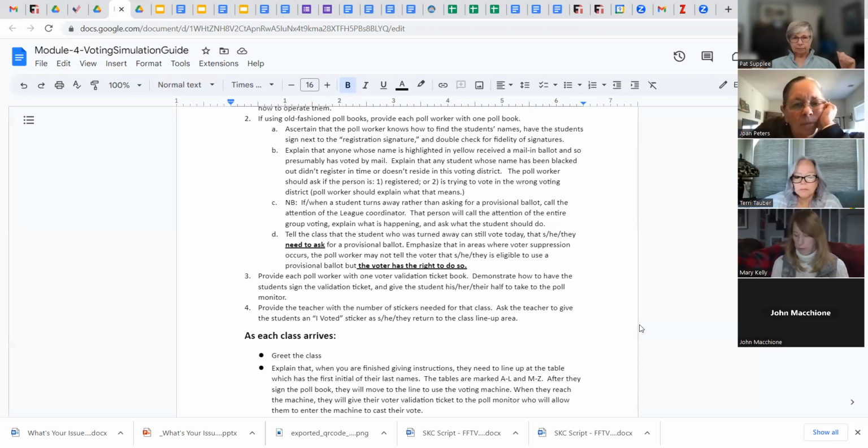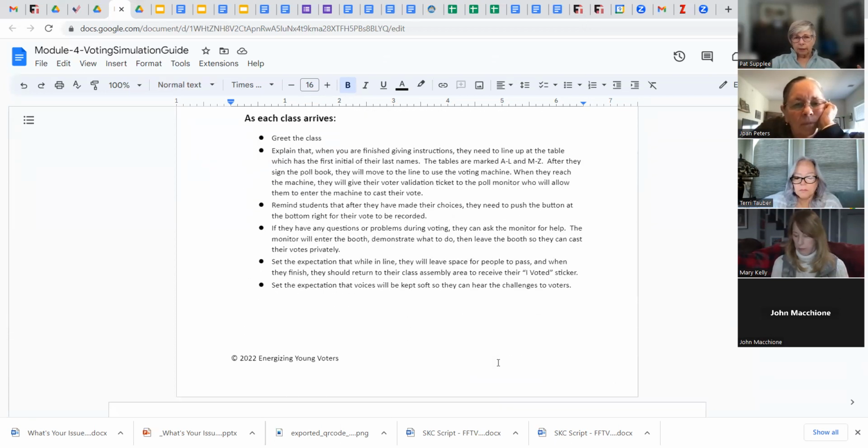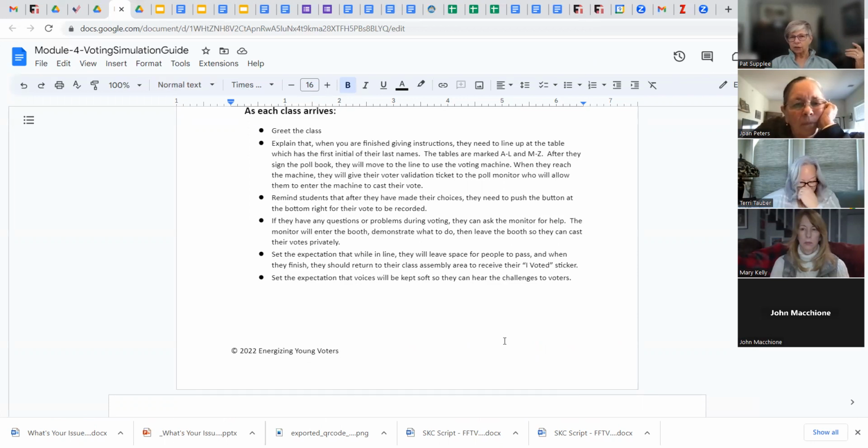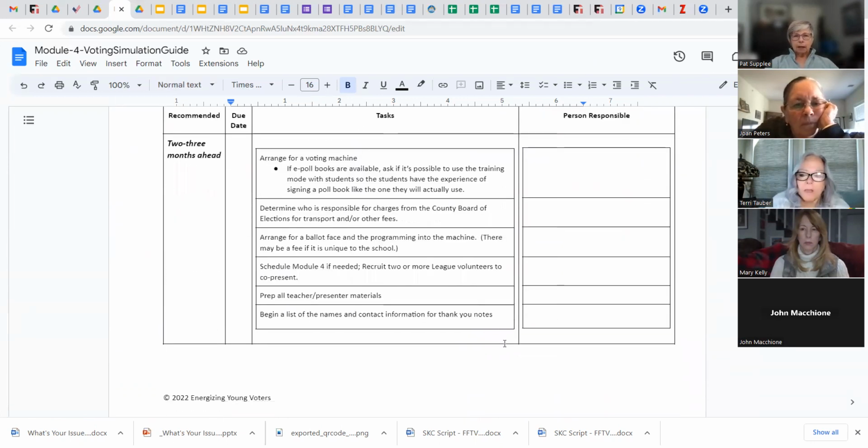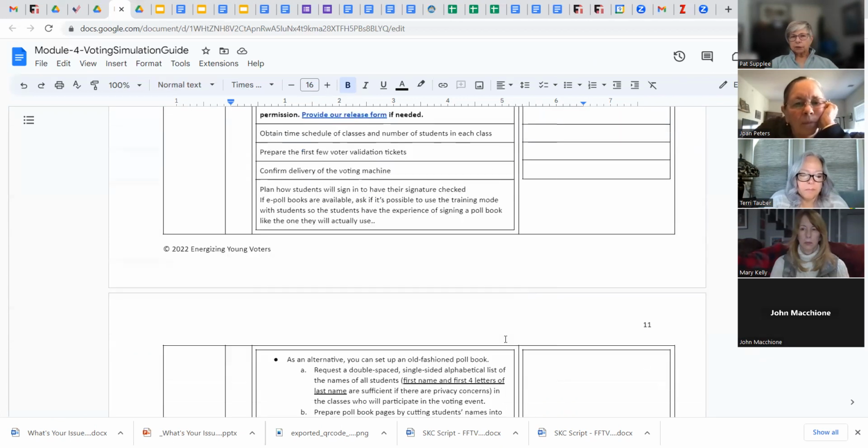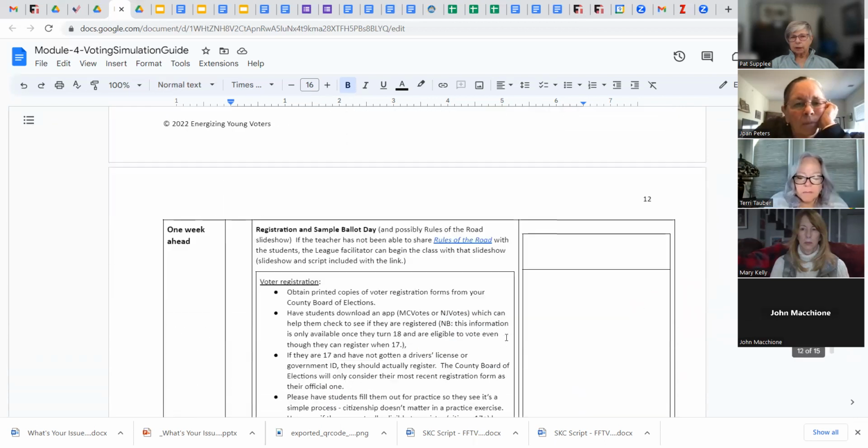Mhm. Okay. All right, and then just directions about somebody standing at the door, telling the kids what to expect when you walk in, where to go. We know that you are respectful and that you'll wait in line until it's your turn. And then just a checklist for the person who is organizing it.